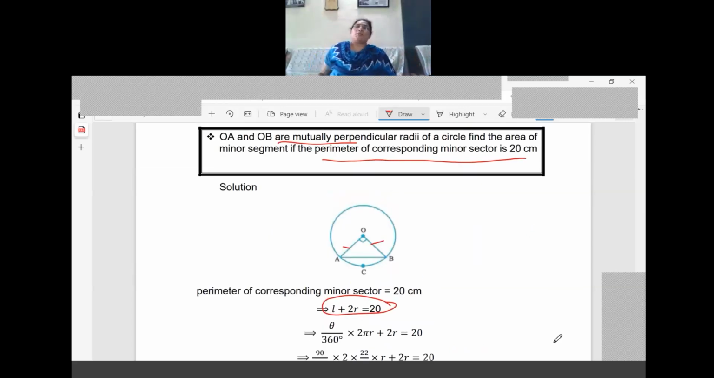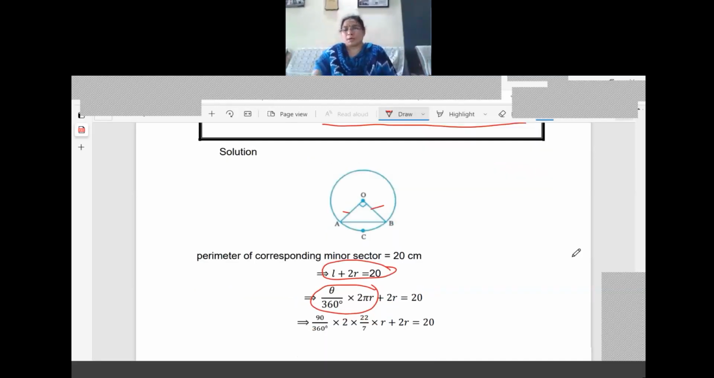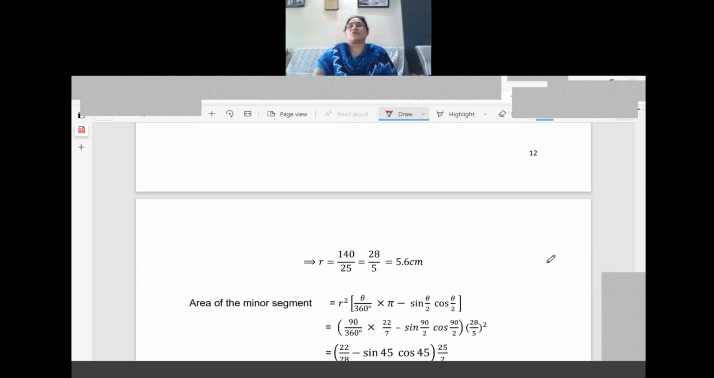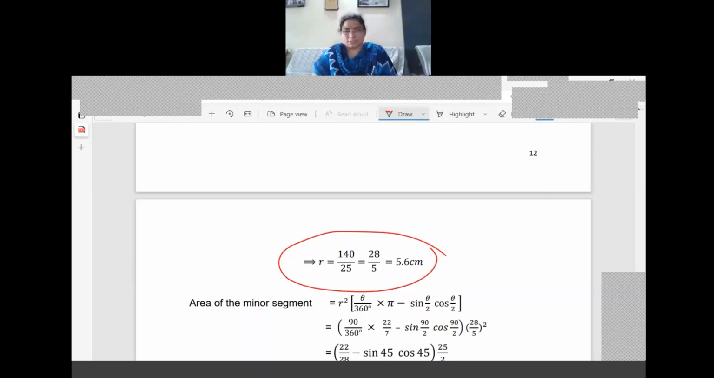Perimeter of the corresponding minor sector is 20 centimeter means L plus 2R is given. L plus 2R, L we replace with the formula theta by 360 into 2 pi R. Now what is the next step? Solve for R. So what is the value R we are getting? R equal to 5.6 centimeter or 28 by 5. After getting R, what is the next step?